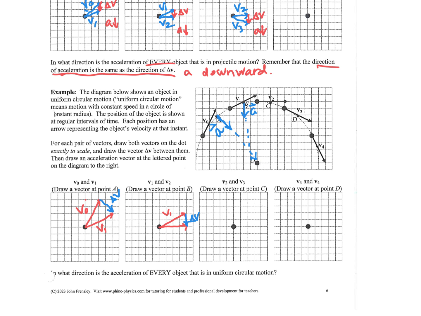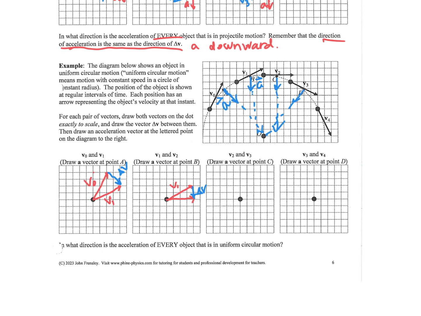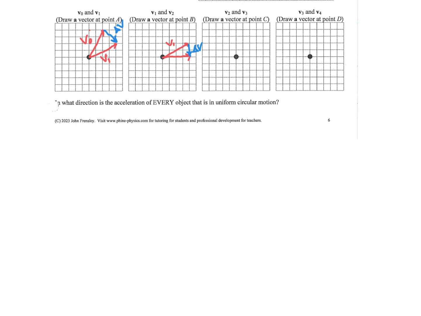Okay, what does that mean? If you'll notice, it's going to be the same for all of these here, and then this guy's going to be going this way if we follow it through. So what do you notice? All of them are pointing towards the center of this circle. Okay, what direction is every object's acceleration? Acceleration is towards the center of the circle.